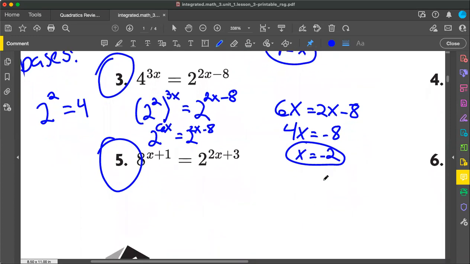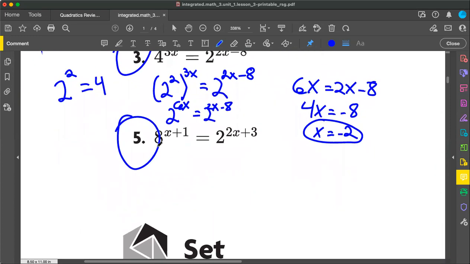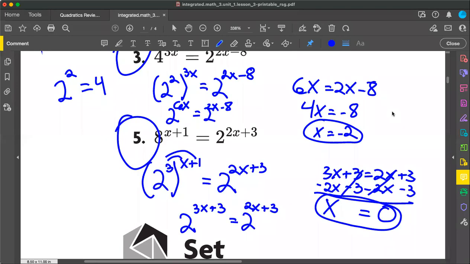Take a moment, try 5. See, can you rewrite these both so that they have the same base? Give that one a shot real quick, and I'll have the answers here in a moment. So hopefully you got that x equals 0. You could plug back in, you could check it. You said x equal to 1. Your work could look something like this.